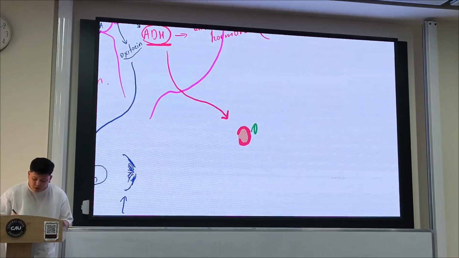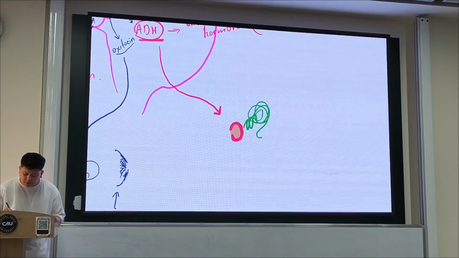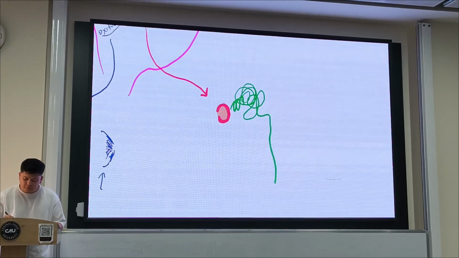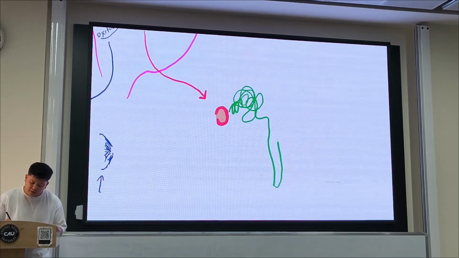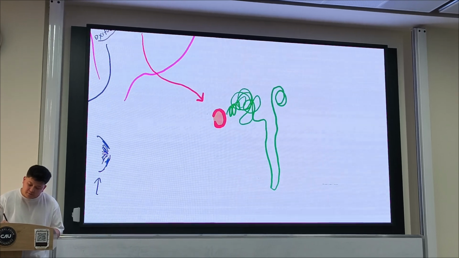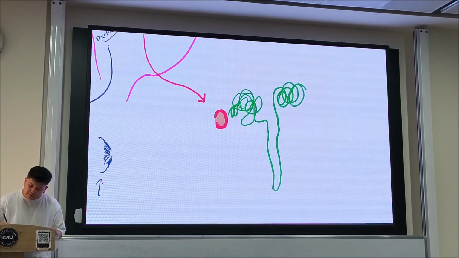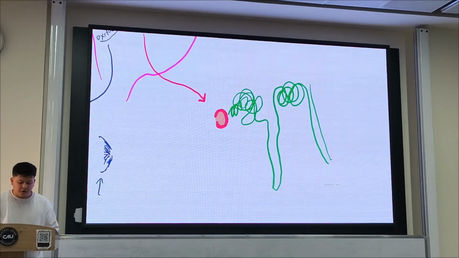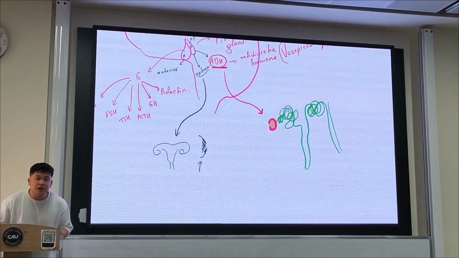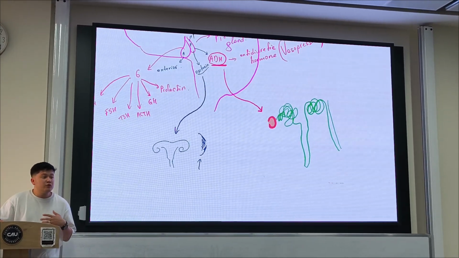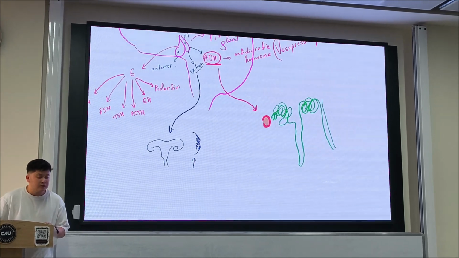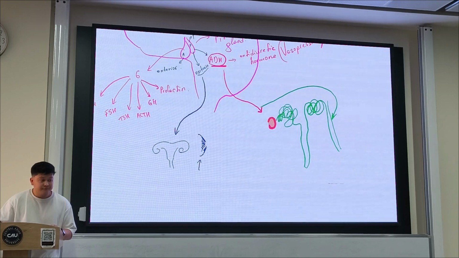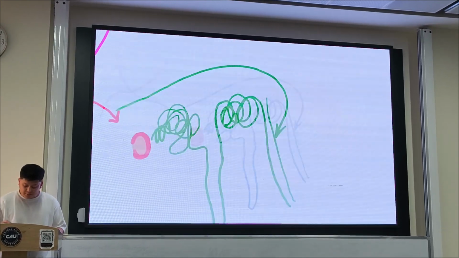It's going to be called the proximal convoluted tubule. After the proximal convoluted tubule, we have the descending loop of Henle. After that, we have the distal convoluted tubule, then the collecting duct. This is the collecting duct. Okay? So this ADH is going to come to the nephron. But to which part of the nephron? It's going to come to the collecting duct.